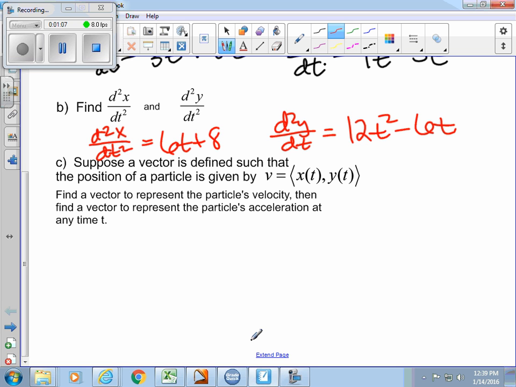We have x of t and y of t. We found the derivative of x and the derivative of y with respect to time, and the second derivatives. Well, suppose, just for fun, we defined a vector to have that x of t as its x-coordinate and that y of t as its y-coordinate.